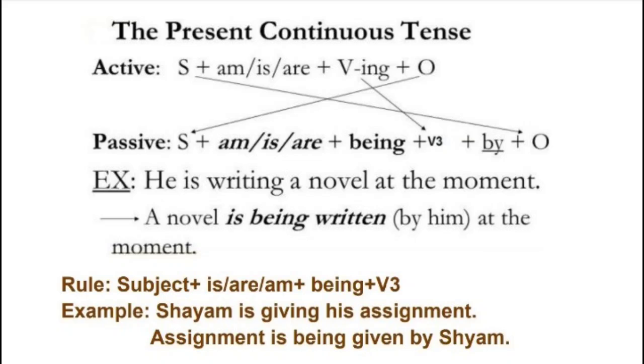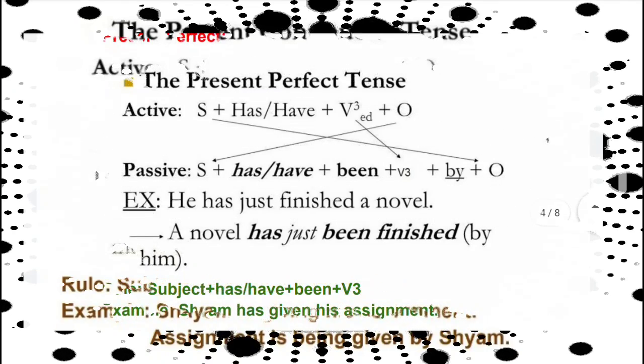So he should be changed to him. A novel should be brought in front as it is an object, and writing should be changed into the verb 3 form, written. And as it is the present continuous tense, it should be is being. At the moment should be at the back. So the sentence, a novel is being written by him at the moment. That is the sentence in passive, children, in present continuous tense.